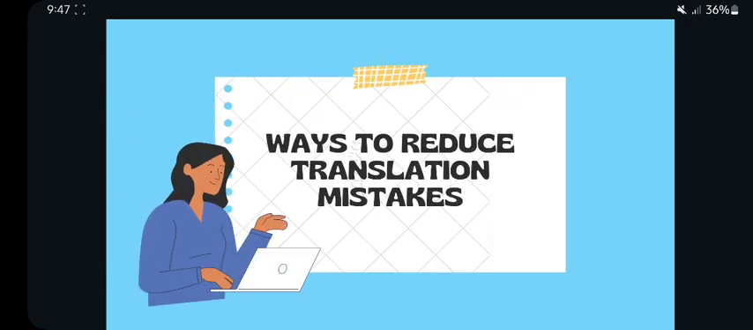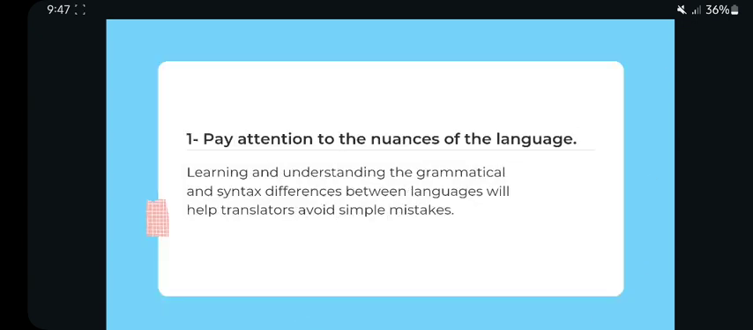Ways to reduce translation mistakes. 1. Pay attention to the nuances of the language. Learning and understanding the grammatical and phonetic differences between languages will help translators avoid simple mistakes.